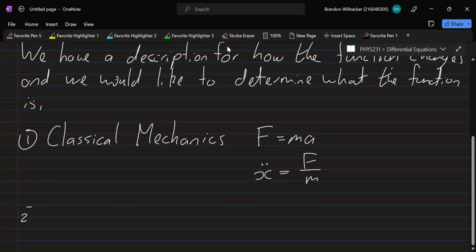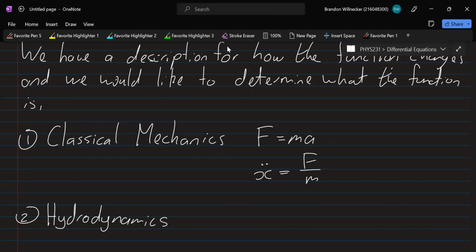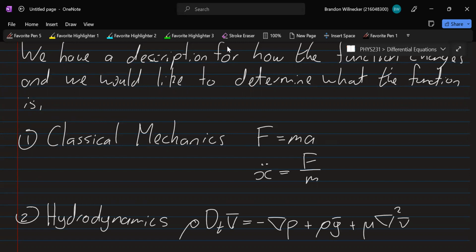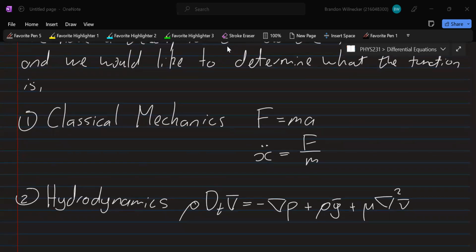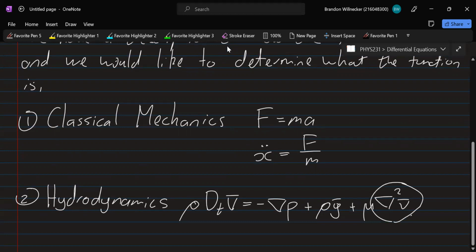Yeah, we also see differential equations in hydrodynamics. Most famously, the Navier-Stokes equation. So that's rho, the time derivative of the velocity of the fluid, is equal to minus the gradient of the pressure plus the density times gravity plus mu, and then we have the second derivative of the velocity. So here we have a second order differential equation, okay, because it's the second derivative of the thing we're interested in.